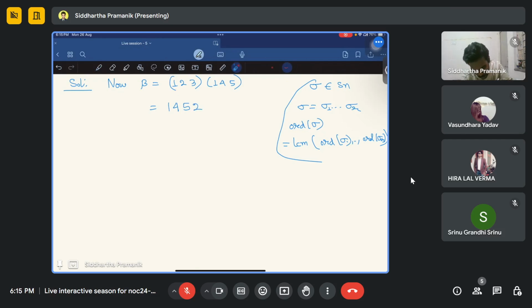Now 2 is not here, so 2 is fixed, means 2 goes to 2, and here 2 goes to 3, so in the product 2 goes to 3. Now on the right-hand side again 3 is not here, so 3 is fixed, and on the left 3 goes to 1, so we can close this cycle. So beta is a 5-cycle, hence order of beta is 5.